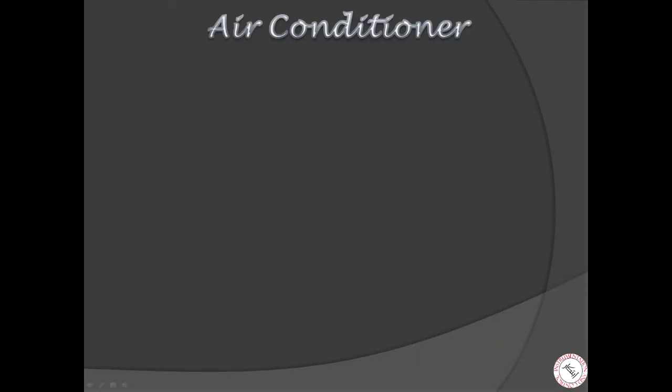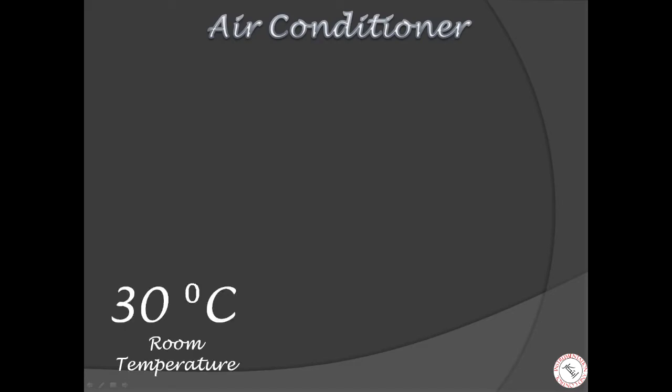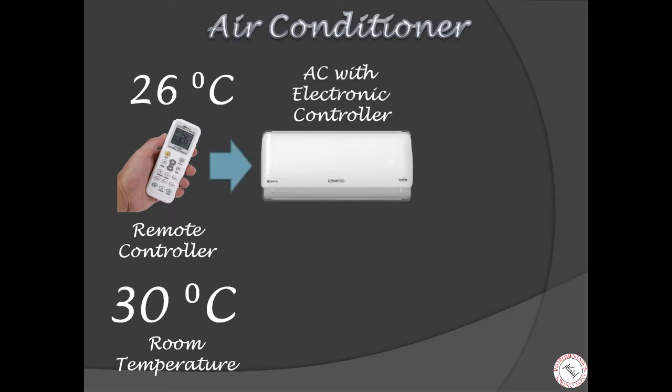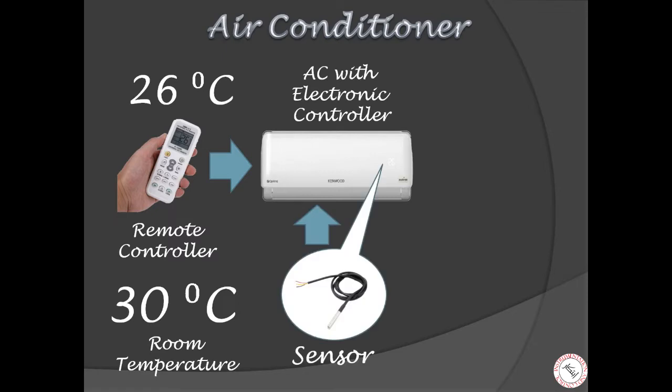Okay. So let's start with a household example of a conventional air conditioner used to control room temperature. Assume that the temperature of a room is 30 degrees Celsius and an occupant uses the remote controller of the air conditioner to set a required room temperature of 26 degrees Celsius. The remote controller sends a signal to the electronic controller inside the air conditioner. A sensor, which is usually a thermistor, tells the controller that the current room temperature is 30 degrees Celsius.